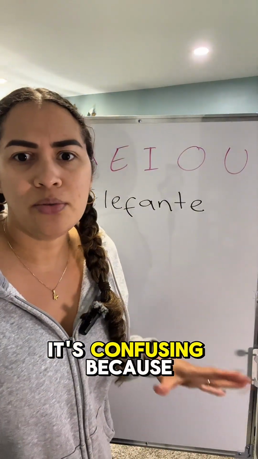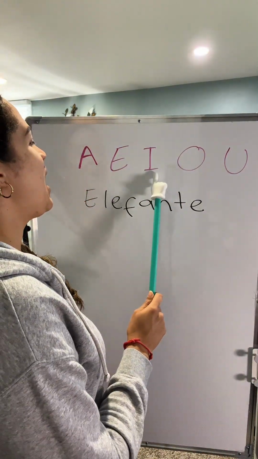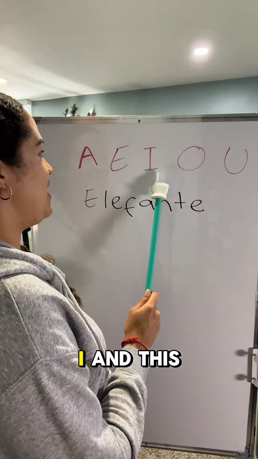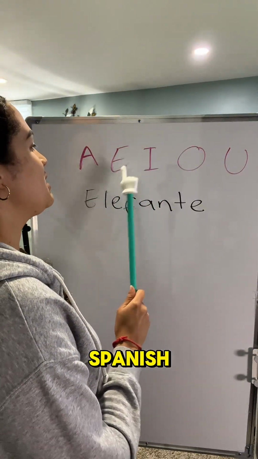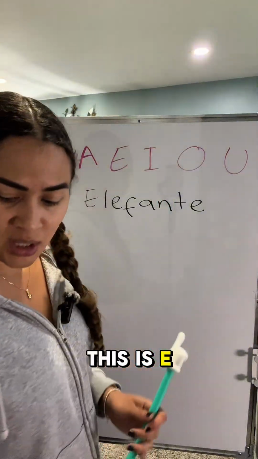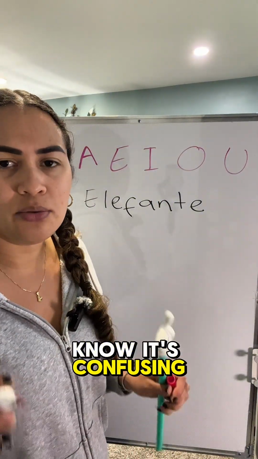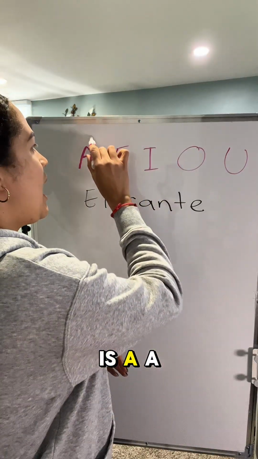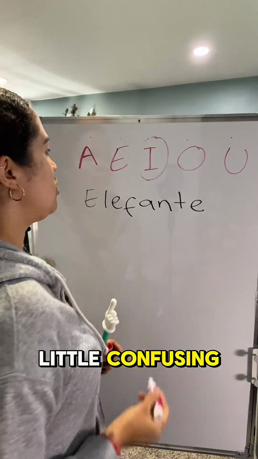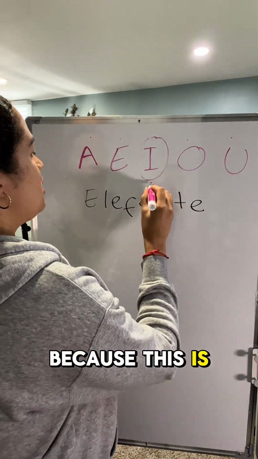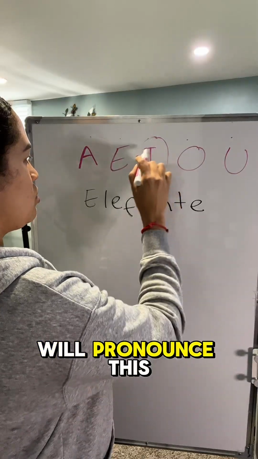See, I know it's confusing because in English, this is I and this is I. In Spanish, this is I. So be careful with that. I know it's confusing, but you just need to learn A, E, I, O, U. This one is going to be a little confusing because this is your E. That's how you will pronounce this one, E.